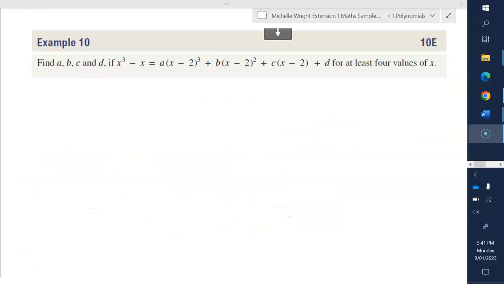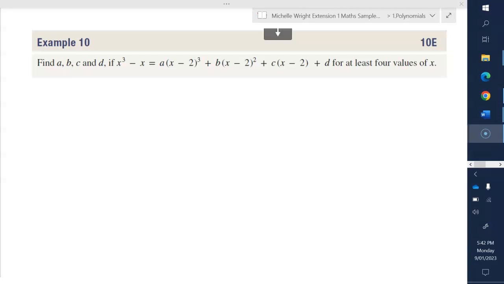There's another example down the page that comes from your textbook, similar to the question above, and it's asking us to find a, b, c, and d, given that x cubed minus x is equal to, you have a look at this polynomial function on the right hand side, and they're equal for at least 4 values of x.